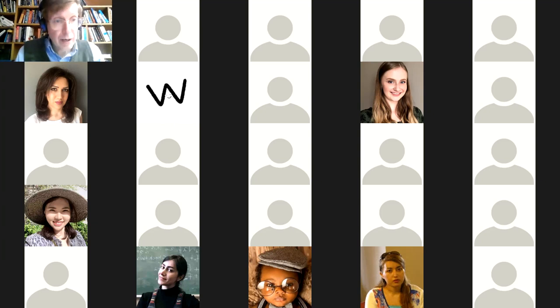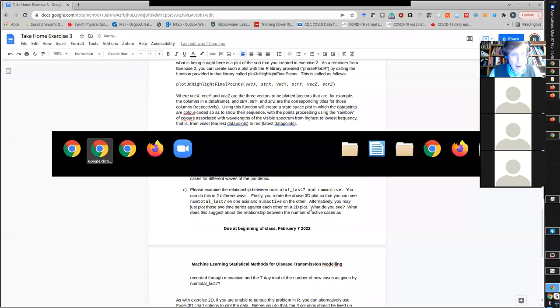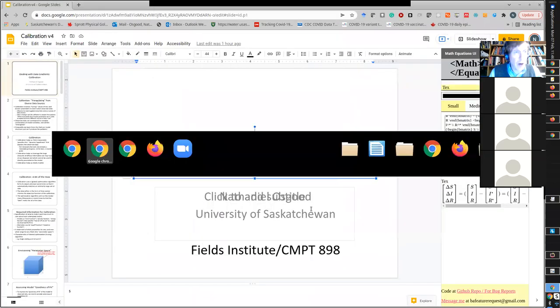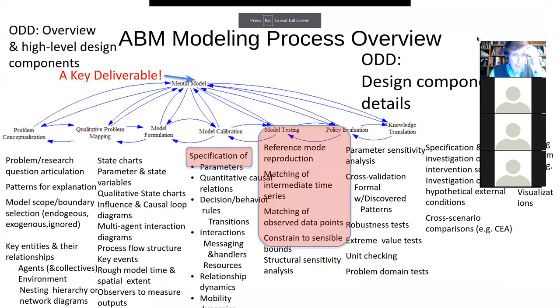Okay, hearing none, we will take the last minutes of this lecture to give closure on what we had spoken about last time, which is dynamic model parameterization. So I noted the key role that model parameterization plays.